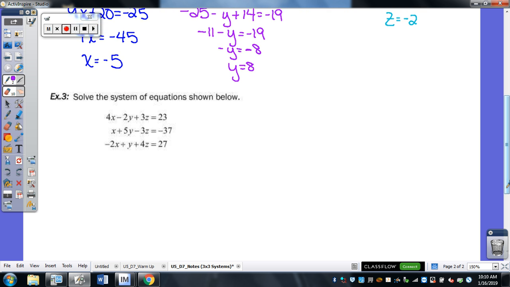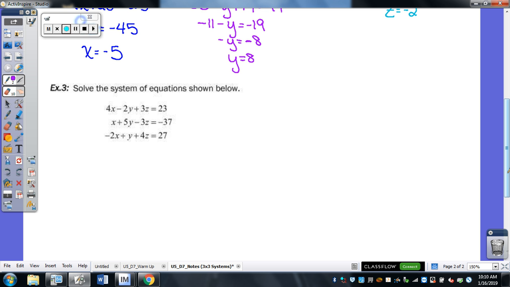All right, one more example here. A, B, C. All right, what letter do we want to get rid of first? Let's do x this time. We got rid of z first on the first problem. We got rid of y in the last one. Let's go for x this time.